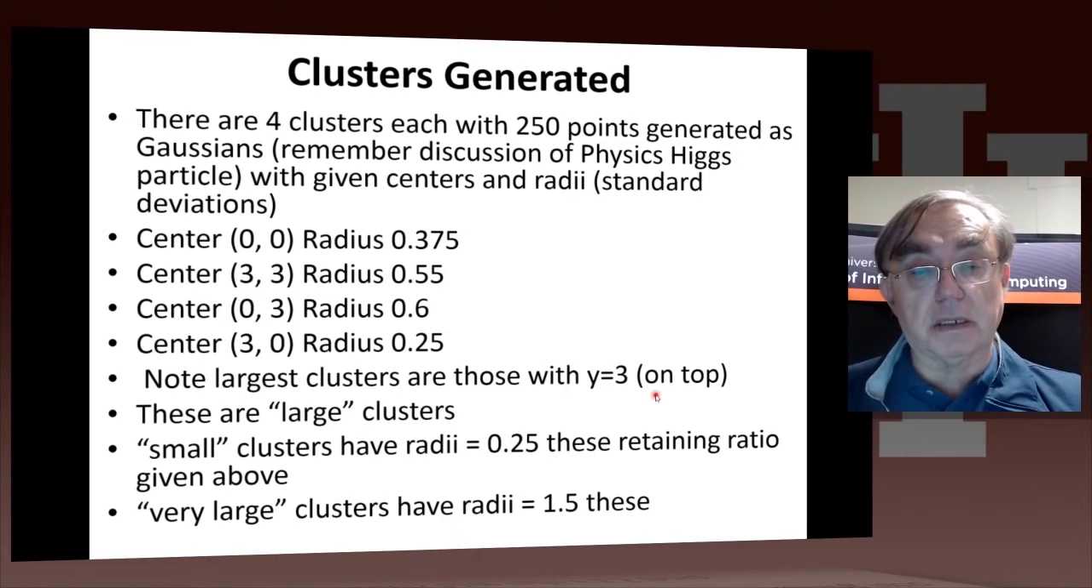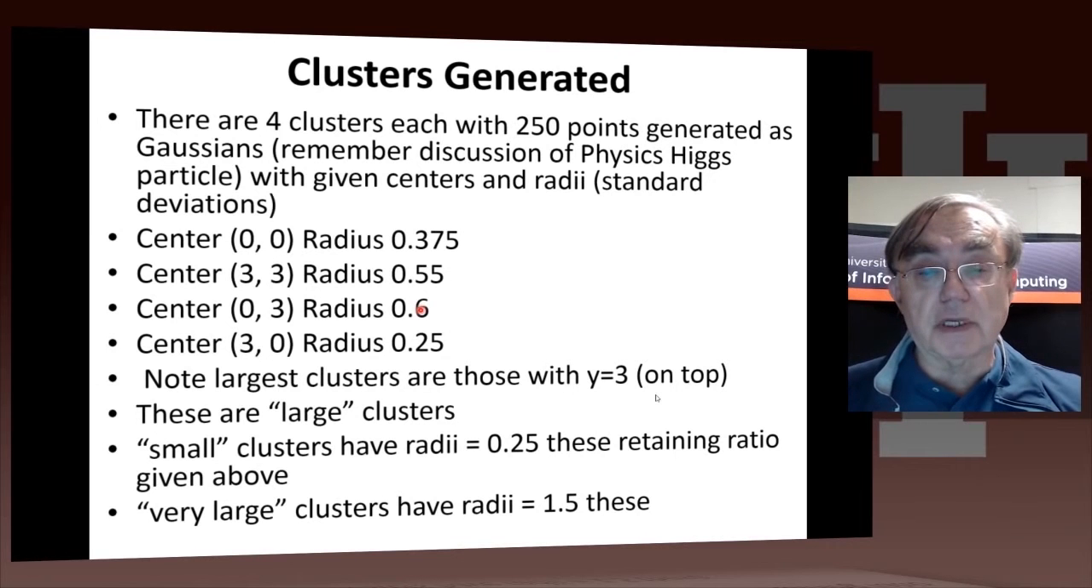And the basic set of 4 clusters, which are called the large set, have radii 3/8, 0.55, 0.6, and 1/4. And those, I say, are large. Then the larger 2 of these clusters are these 2 here, 0.55 and 0.6. Those 2 are at the top at y equals 3. And there is no significance in the fact that the radii are slightly different. They're just what I thought of one day when I was writing the code.